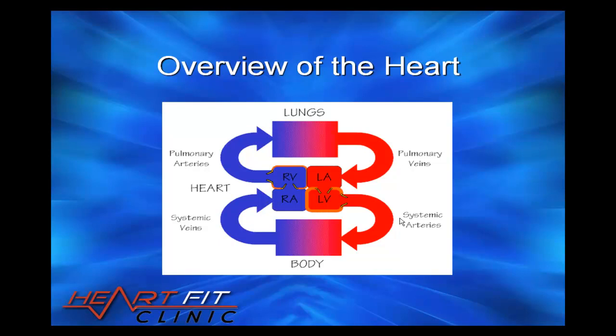The next step is the body, the muscles and the organs, use this freshly oxygenated blood, and then it gets pumped back to the right atrium, into the right ventricle, and then goes through the pulmonary arteries to the lungs to get fresh oxygenated blood. And the cycle continues again and again.